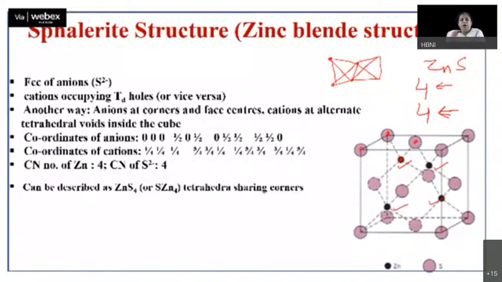Now, in terms of space-filling polyhedra, how can I define this structure? In terms of space-filling polyhedra, NaCl was edge-sharing octahedra. In terms of space-filling polyhedra, zinc sulfide is corner-sharing tetrahedra of ZnS4 or SZn4. Okay.